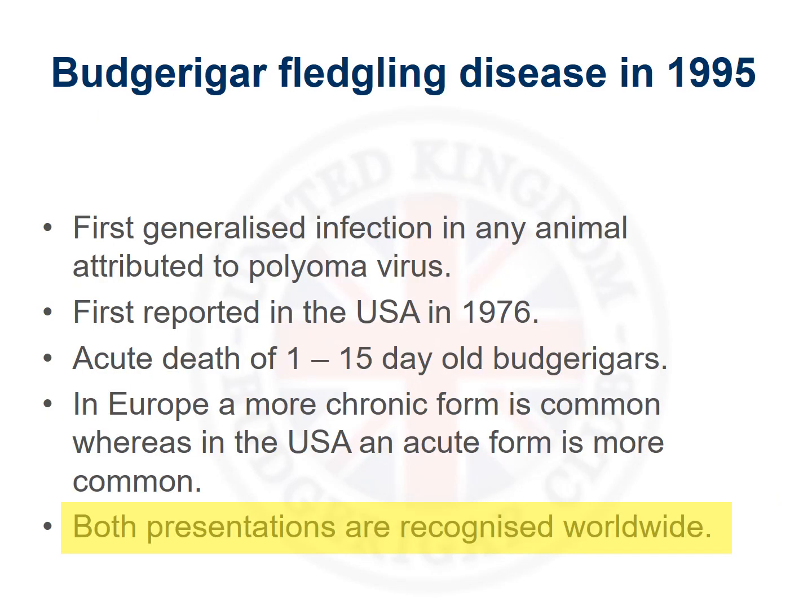If we move forward to 1975 now, so we've jumped 30 years, quite interestingly enough, budgerigar fledgling disease was the first generalised infection that was attributed to polyomavirus. And it was first reported in the USA in 1976, causing acute death in young budgerigars. In the EU, in Europe, we get a more chronic form, whereas in the USA a more acute form was thought of at the time. But both of these presentations are now recognised worldwide. There isn't really a difference between whichever country you're in, it's the same.